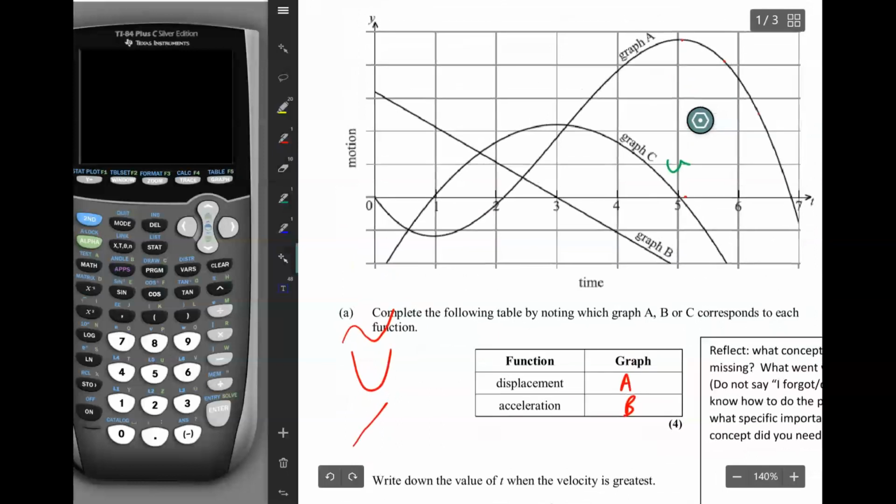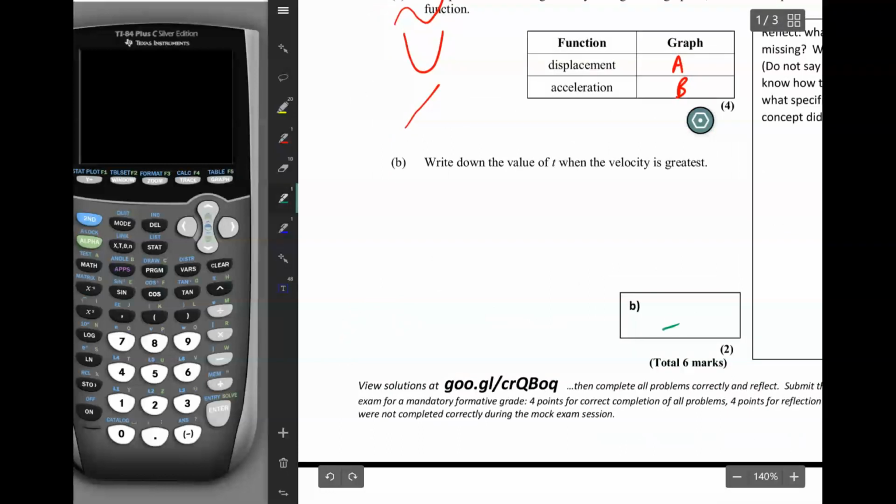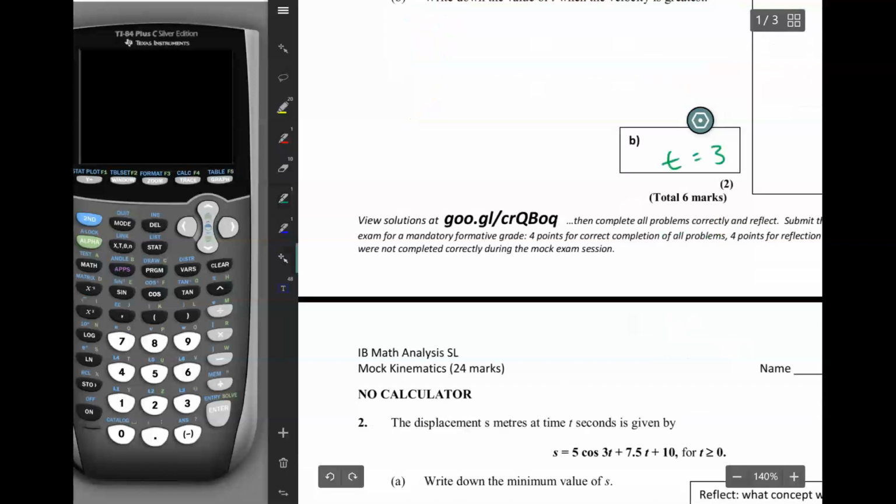Velocity is greatest at the max point. So the value of t that corresponds to that is 3. So t equals 3. Okay? All right. Next problem.